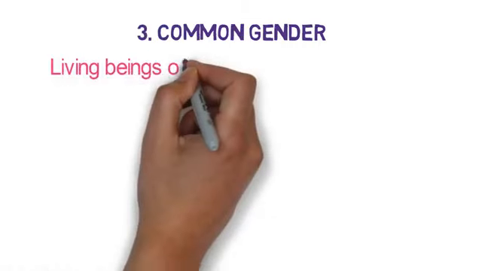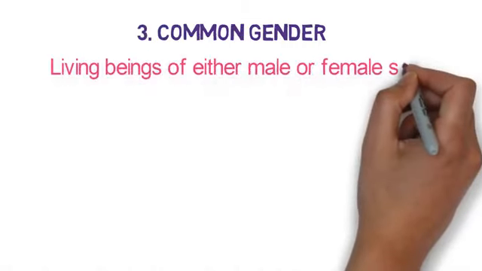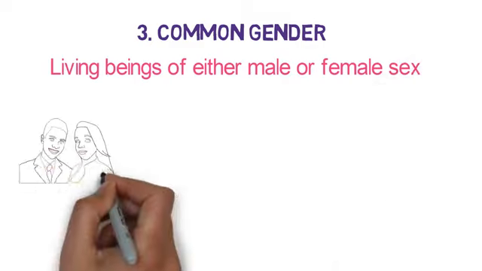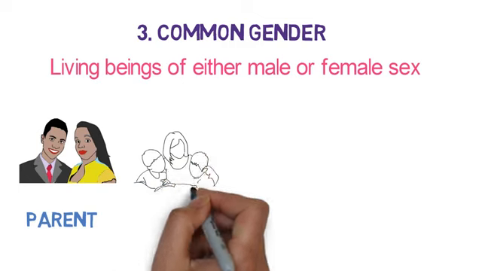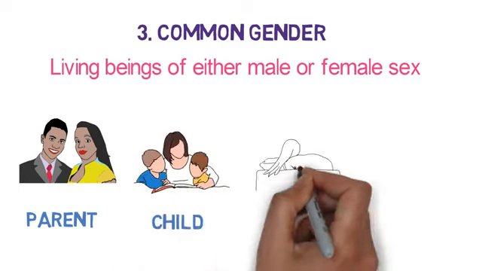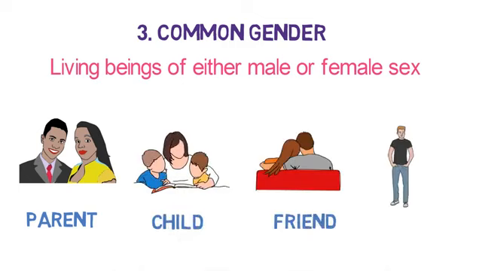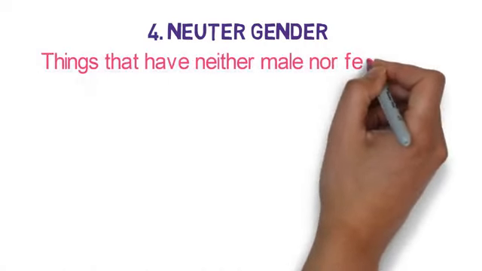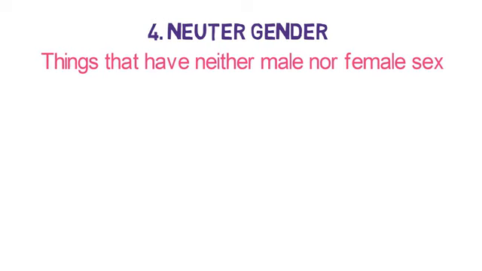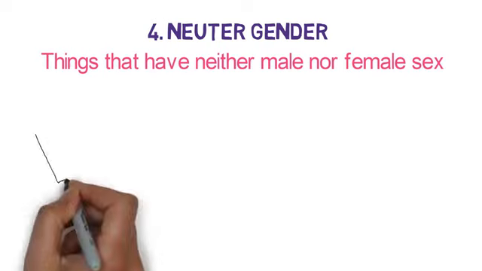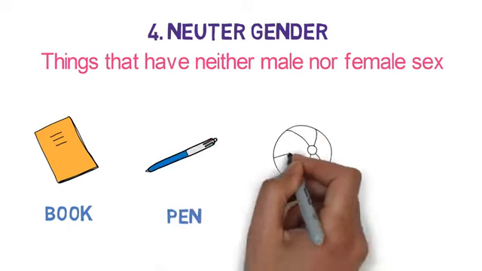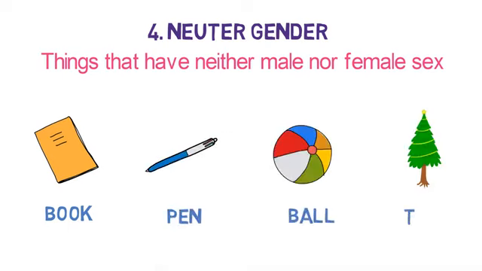Living beings of either male or female sex come under common gender. For example, parent, child, friend, cousin. Things that have neither male nor female sex come under neuter gender. For example, book, pen, ball, tree.